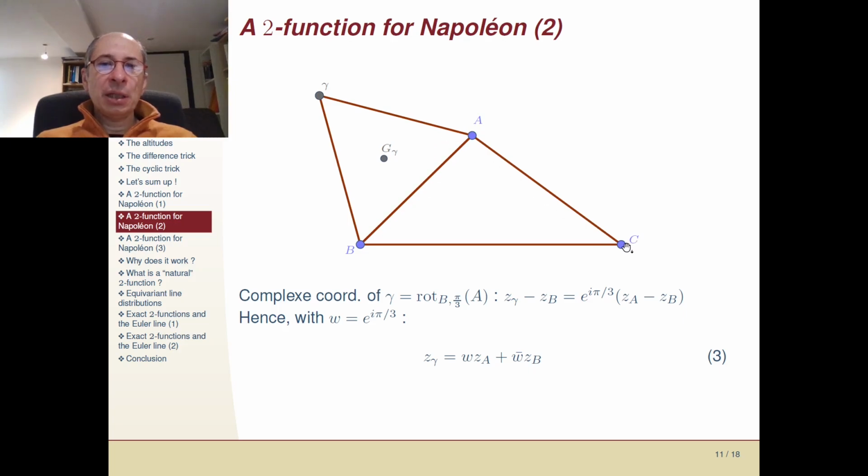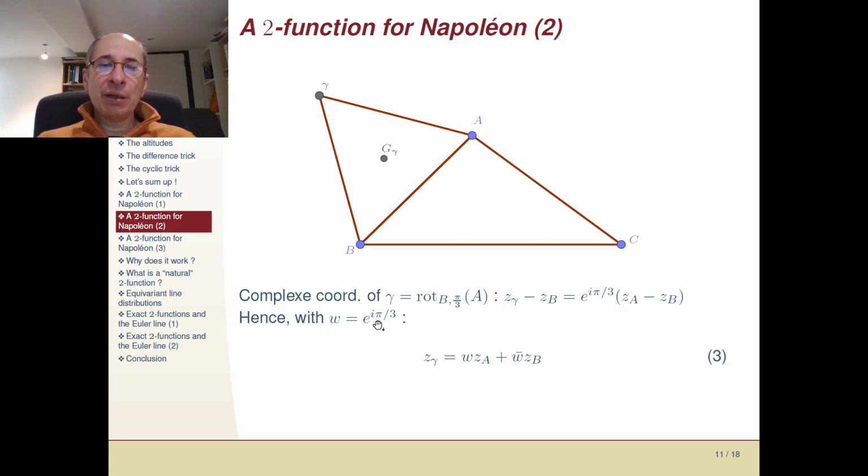So we would like to find the complex equation of the line joining C and gamma. For this, we need the complex coordinate of gamma, and it's simple to obtain thanks to the fact that gamma is the image of A by the rotation with center B and angle pi over 3. Using this, you easily see that Z gamma minus ZB, which is the complex coordinate of the vector B gamma, is equal to the exponential of i pi over 3 times the coordinate of the vector BA, which is ZA minus ZB.